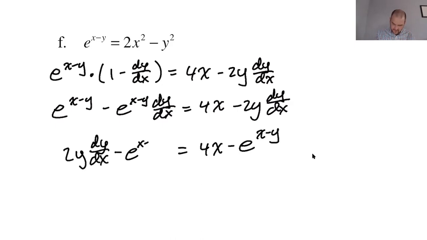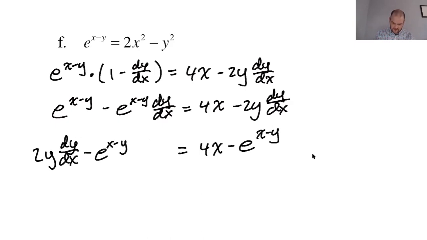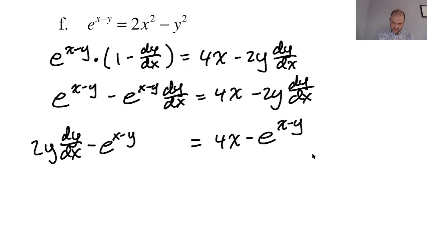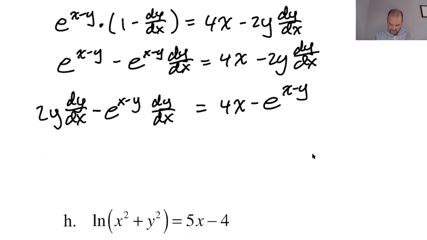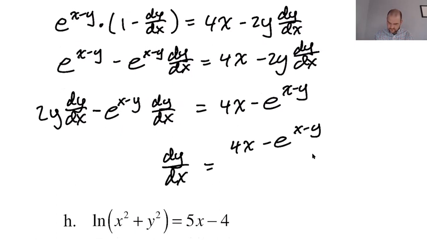I kind of sometimes feel like when they discovered or invented the factoring and the distributive property, it was laziness, to just be more efficient in what you write. If I had factored dy dx out there, it would have been less writing. So dy dx is 4x minus e to the x minus y over 2y minus e to the x minus y. All right, I think that's our answer.